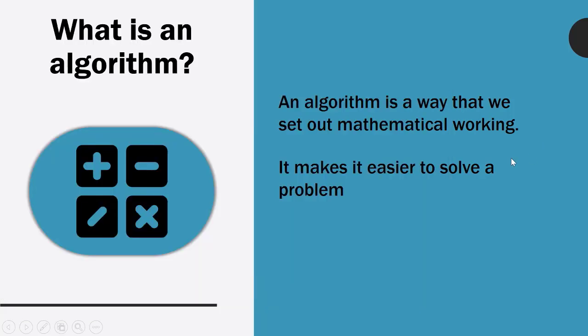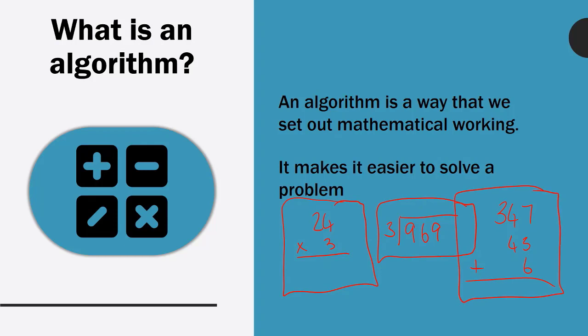An algorithm simply is a way that we set out mathematical working. It makes it easier for us to solve a problem. If I've got 24 times 3, the way that I've set this out, that's called an algorithm. If I've got a division, 969 divided by 3, that there is an algorithm. If I've got an addition, 347 plus 43 plus 6, that there is an algorithm. So an algorithm is basically just a way that we set out our working. There's nothing really that complicated to it at all.